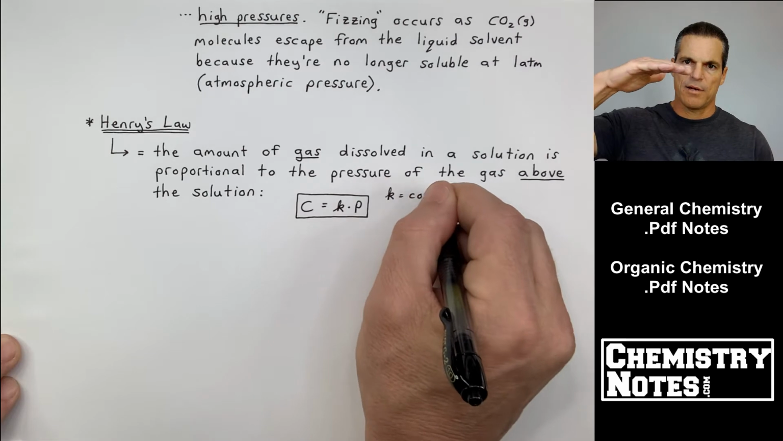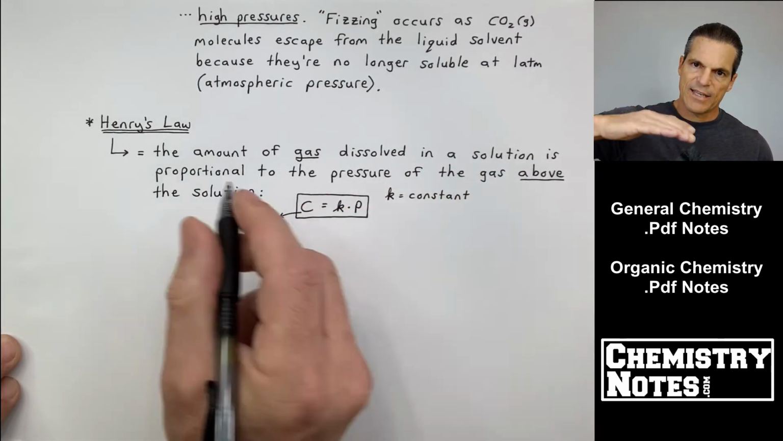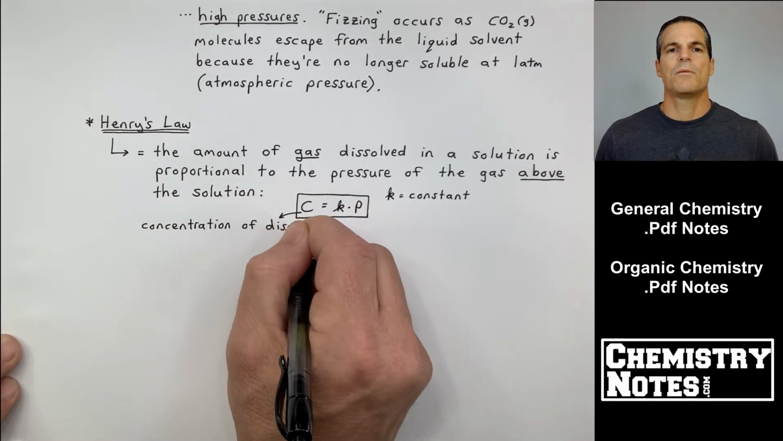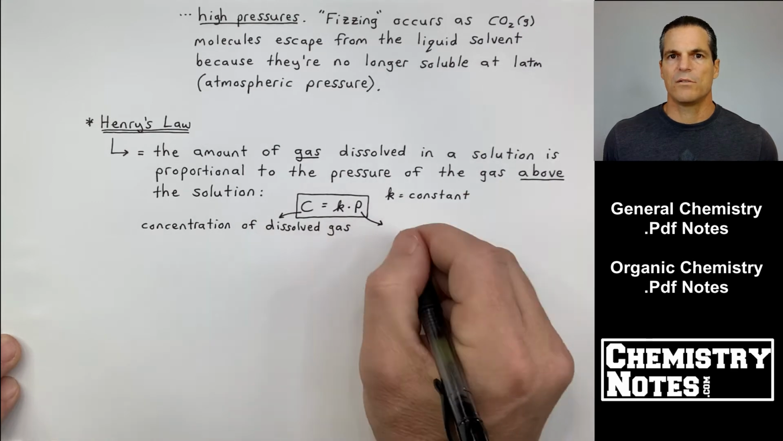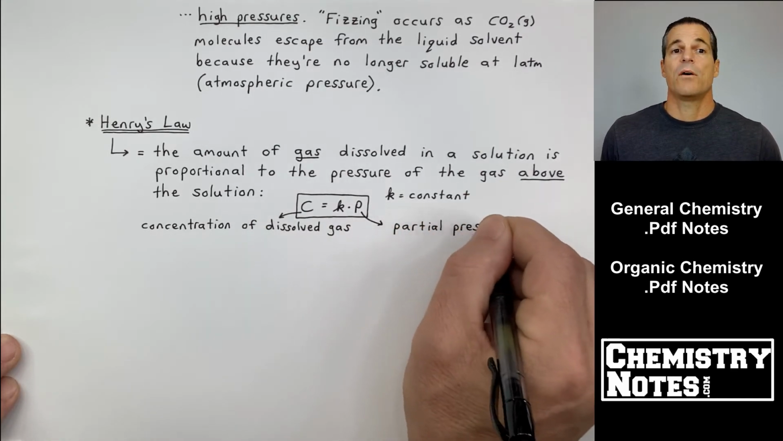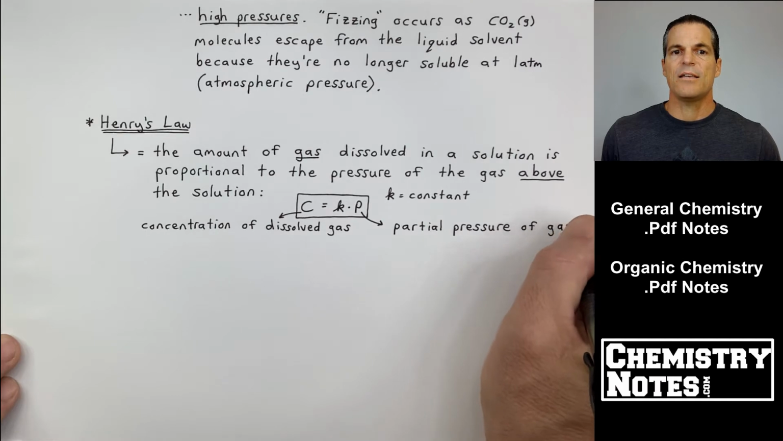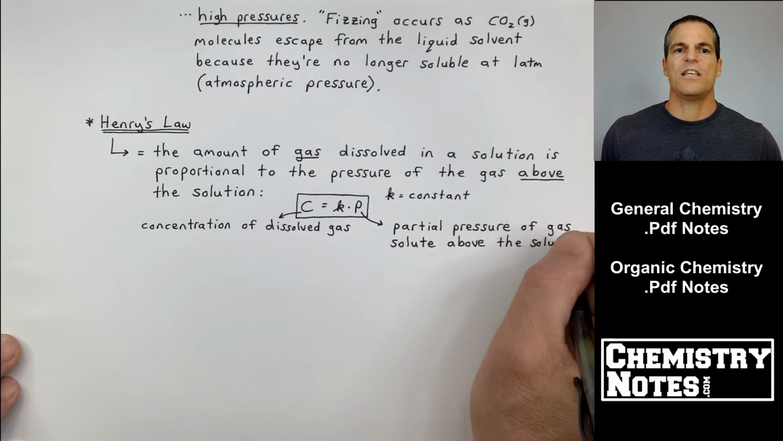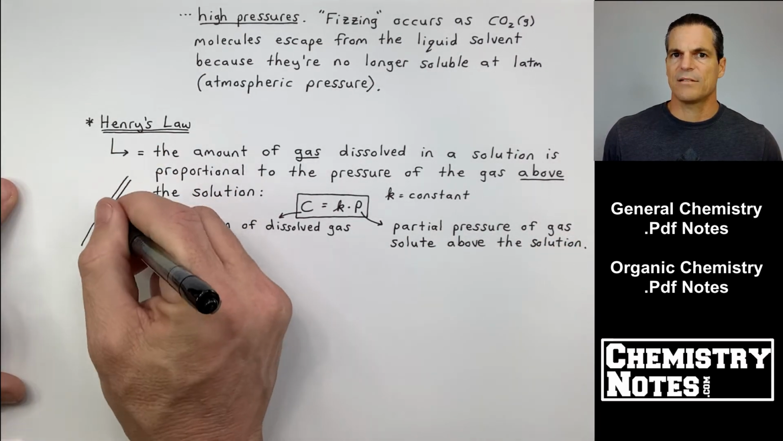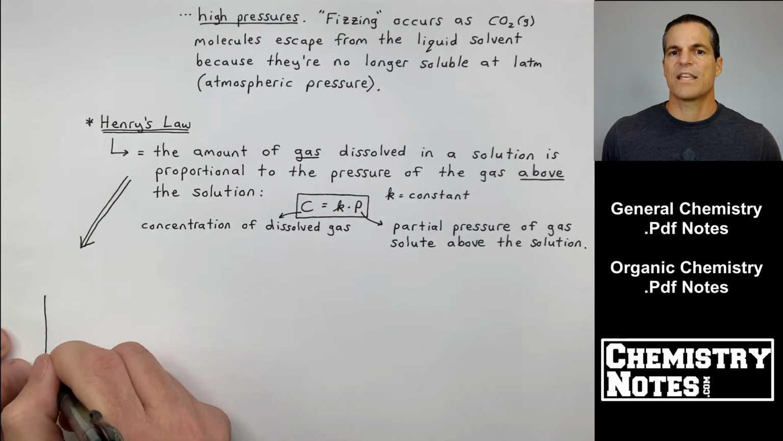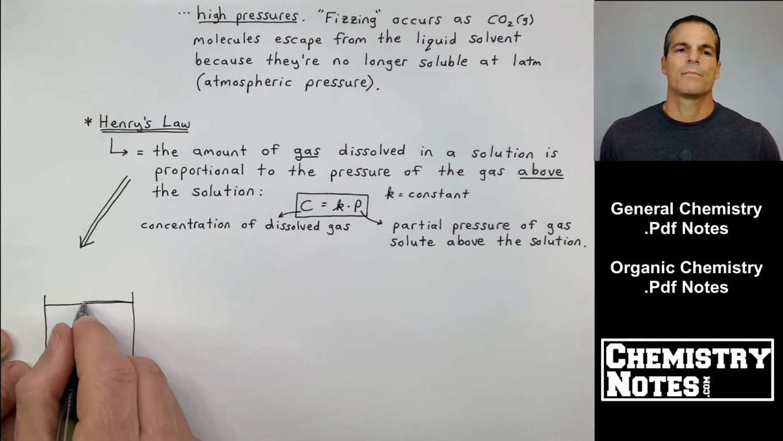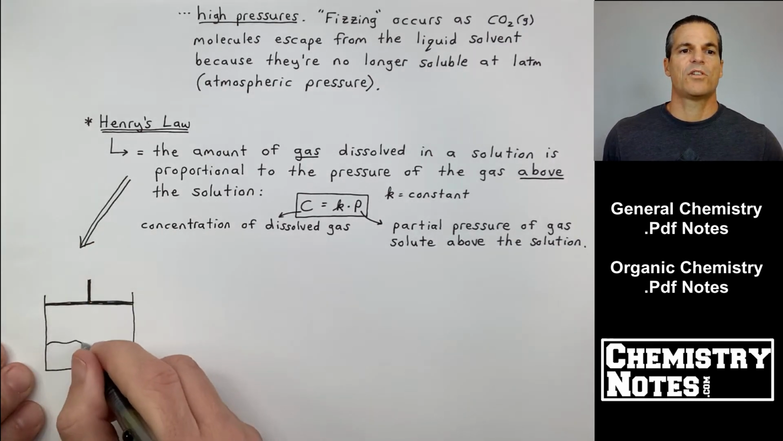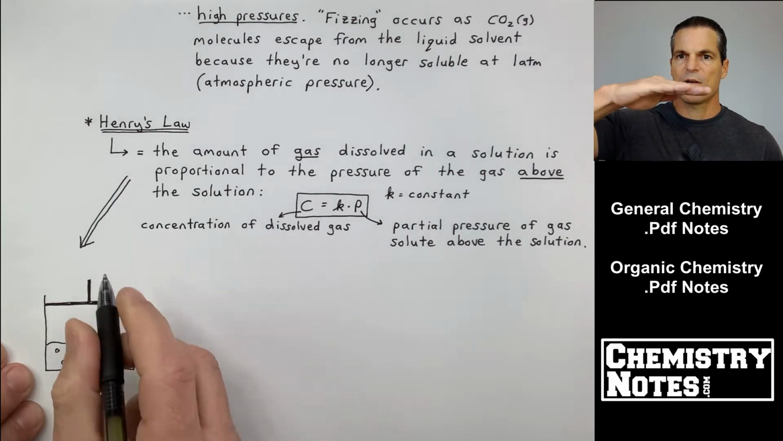Just picture my hands, right? I'm pushing down on that gas, pressurizing it, and dissolving as much gas into the bottle of Coke or into the container or into the scuba tank, etc. So Henry's law is C equals Kp. K is some constant, its value is not important. C is the concentration of dissolved gas, and P is the partial pressure of the gas solute above the solution. So I'm going to draw a sketch for you here. And what you see in the dark outline is basically a piston that can go up or down.